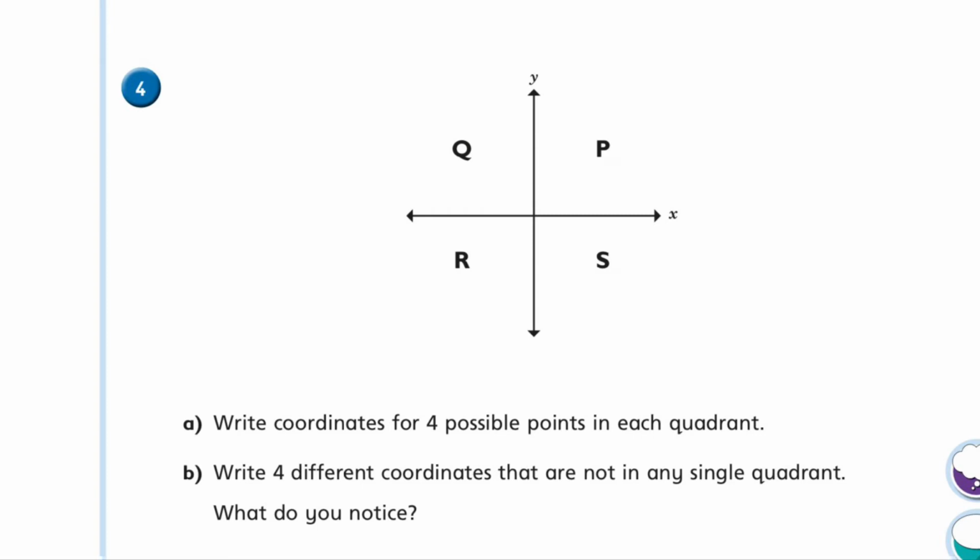The second part of the question is: write 4 different coordinates that are not in any single quadrant. Think about that and you should notice a pattern. So pause the video and have a go at question number 4. Thank you.